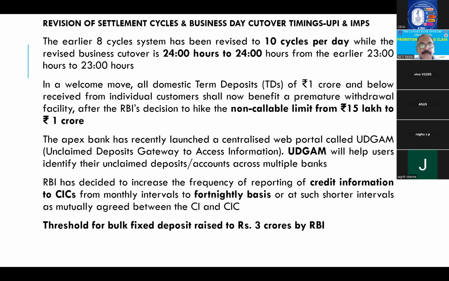Next, RBI has decided to increase the frequency of reporting of credit information companies. Normally, customers' data we will be reporting monthly. Now, RBI says more frequently, it may be fortnight or even earlier also. This is one point. Next, threshold for bulk fixed deposit raised to 3 crores. Whenever it is raising in 1 to 2, they are asking question. So this year also, they have raised it to 3 crores.